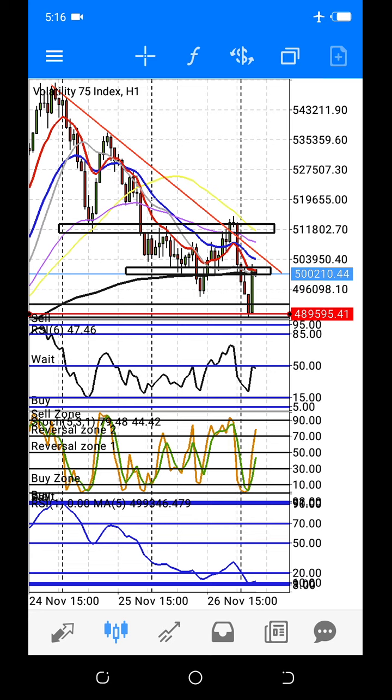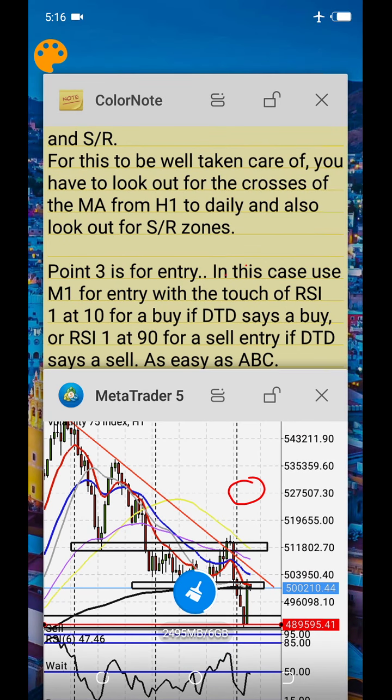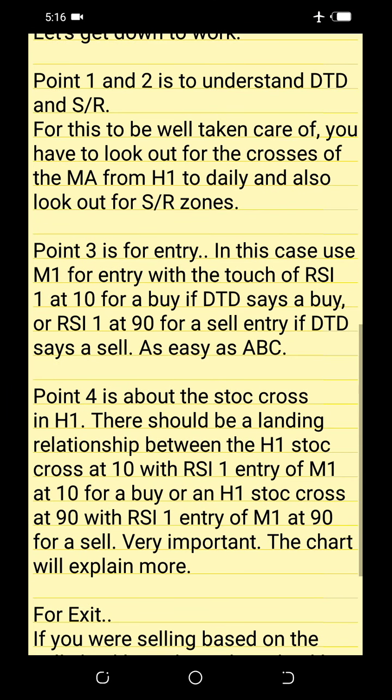So the first thing you do is as soon as you notice that both stochastics are at 10 and there is a cross, it will not move immediately. There is something you need to go and check. That's why I said there must be a landing relationship. There must be a landing relationship between the stock cross at 10. Then it must relate with RSI1 entry, which means when the stock cross is at 10, RSI1 in M1 must be at 10 for you to buy.